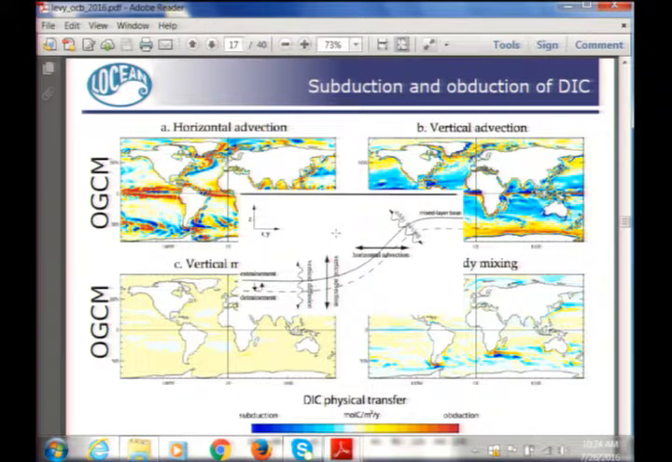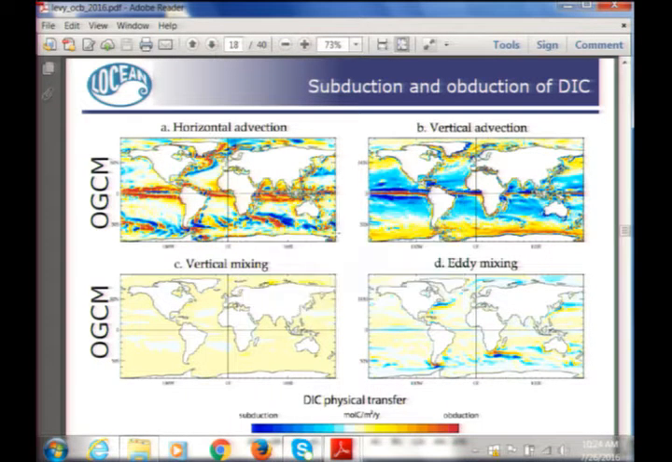So I'm going to show you, so each of these 4 plots is one of these processes. So let's start with vertical mixing at the base of the mixed layer. So they all have the same scale. Blue is subduction, meaning that the DIC is leaving the surface layer, and red is abduction, DIC is being brought to the surface. So basically vertical mixing is a weak term that slightly brings some DIC to the surface everywhere in the ocean.